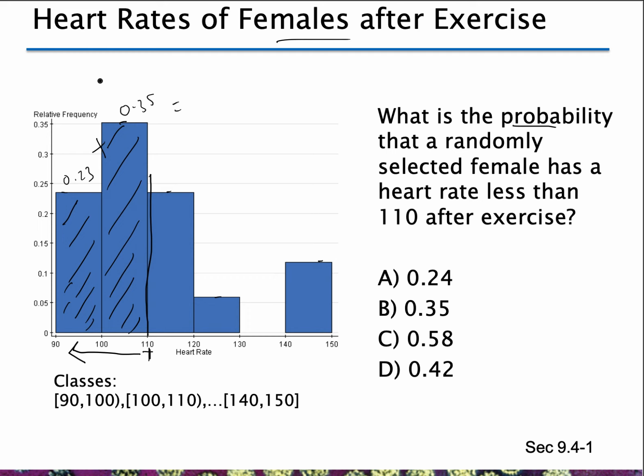So you can think of that as the probability of getting a heart rate between 100 to 110, or the probability of getting a heart rate between 90 to 100. And since these are all separate, you're going to add them, and that will give you an answer of about 0.58 somewhere. So that will be the answer.